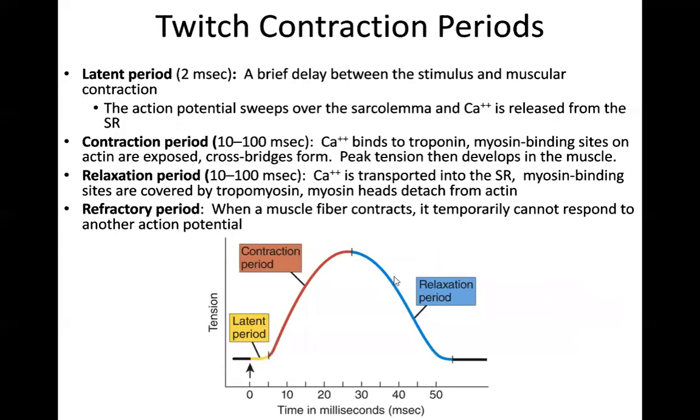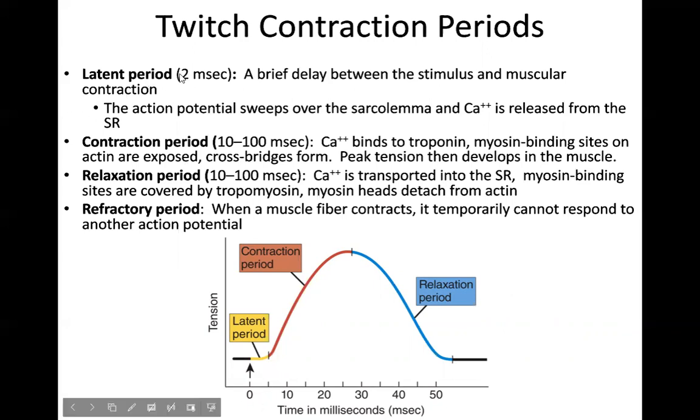So here's what a twitch would look like. There's kind of three major periods to it. The first is its latent period. Whenever you see the word latent, it's not the first time we've seen that. Just think delayed. Now, this is a very short delay. We're talking milliseconds here, just like we saw with neurons.